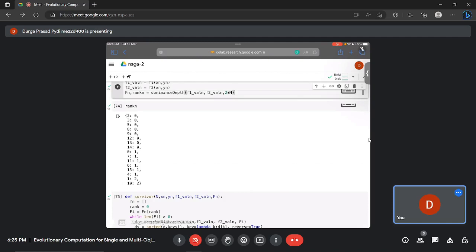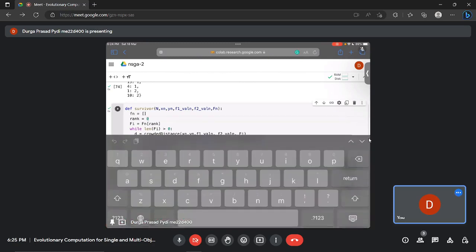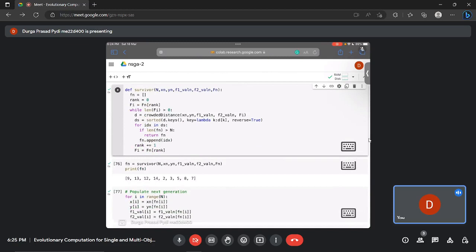So what this survivor function essentially does is take the new offsprings and their objective functions. The first step is you take rank by rank. Like we discussed previously, out of all your parent plus offspring solutions, first you sort them based on rank. Next, within the same rank, you sort them based on crowding distance. That is what we are trying to do here. So first you define rank equal to 0. Then for that first rank, you calculate the distance for each individual and then sort them.